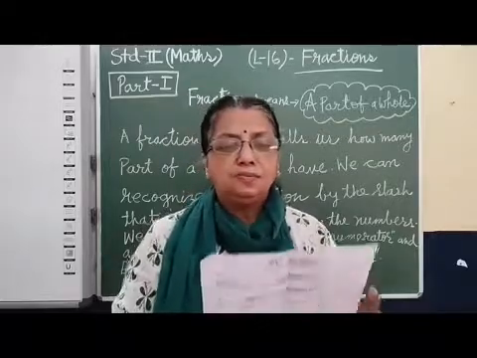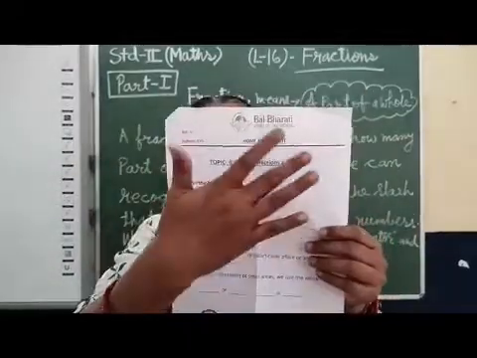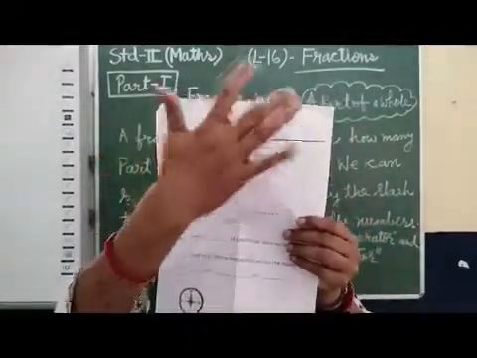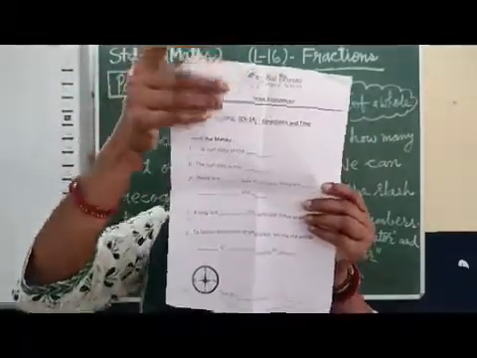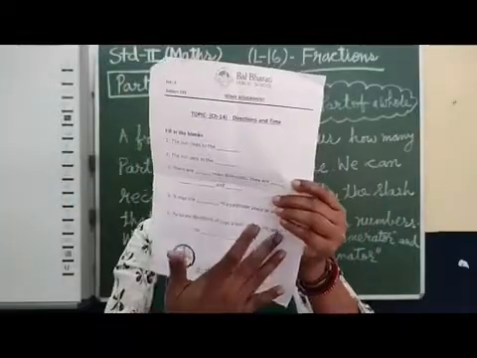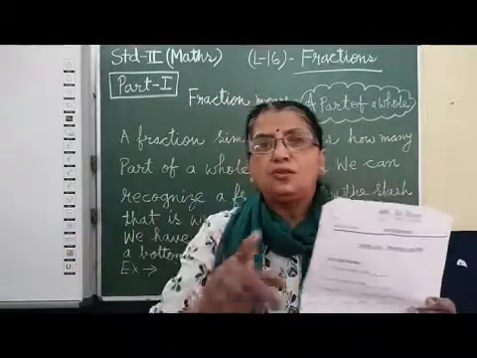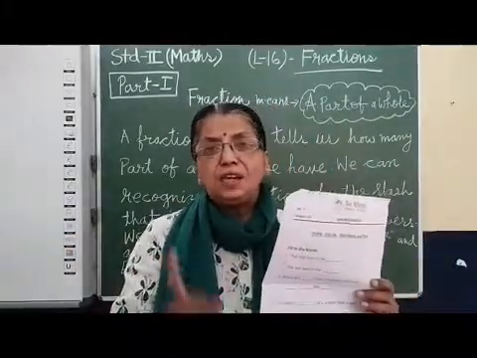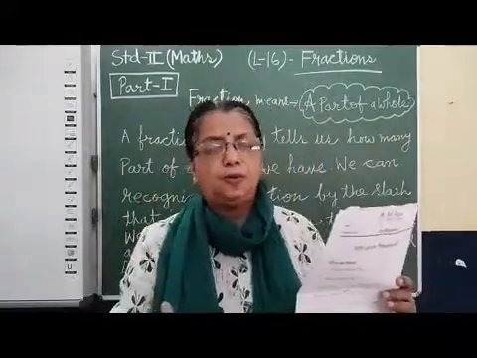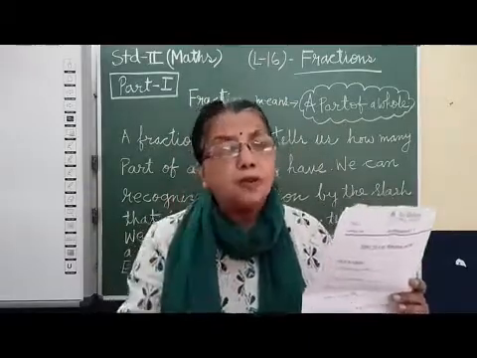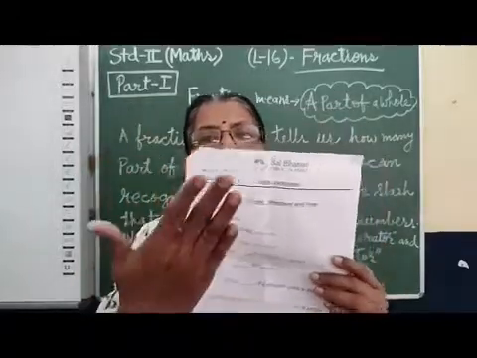Now, if I tell you to tear one part out of these 4 parts, 1, 2, 3, 4, or color one part, what will you do? You will color this part, any one part, either this part, or this part, or this part, or this part. Any part you can color. Color one part only out of 4. That means I will write it in the form of 1/2 or 1/4. Sorry, 1/4.